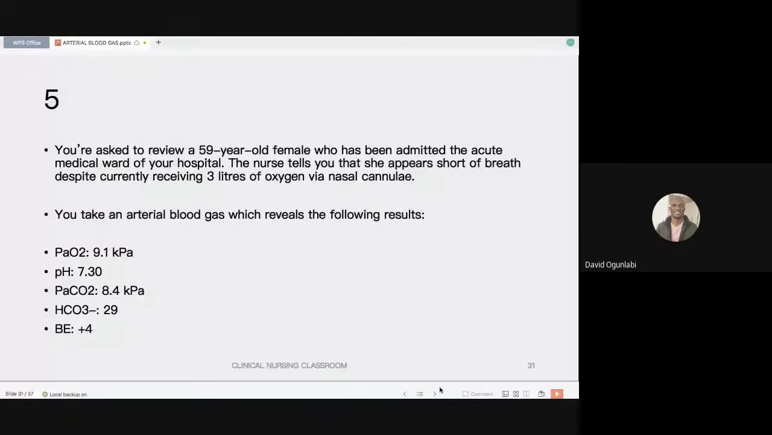Please don't forget our conversion. I told you that for this teaching we are using kilopascal for our PCO2 and PaCO2. So if you want to convert from millimeter of mercury to kilopascal, you just have to divide by 7.5. So let's analyze this, and I will call on somebody to run the analysis for us.